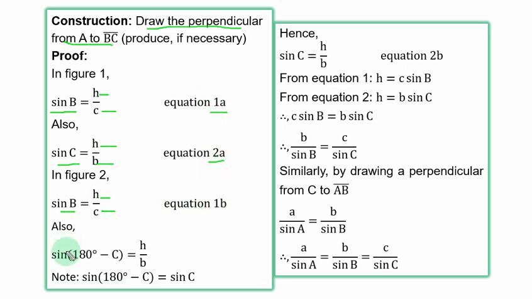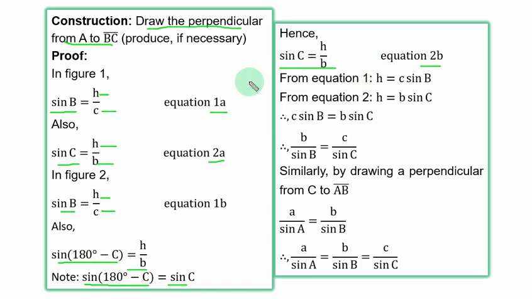Also in figure 2, sine of 180 degrees minus C is equal to h over b. You should note that sine of 180 degrees minus C is equal to sine C. That is using compound angles formulae. So we can replace this with sine C and we have it in this form. Let's call this one equation 2b.